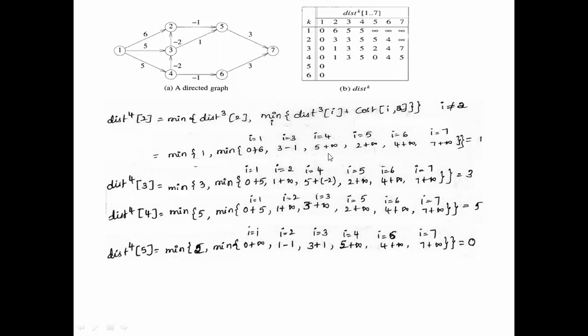Then 3 to 5 it is equal to 1. 3 plus 1, which is equal to 4. Then 5 plus infinity. From 4, we don't have a direct edge to 5. So it will be infinity.